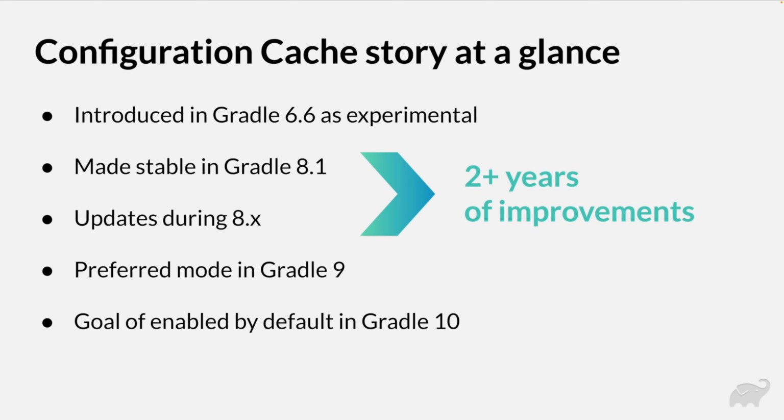Configuration cache became stable in Gradle 8.1, and since then we delivered a continuous stream of improvements in the areas of reliability and usability to make adoption of configuration cache as easy as possible. As it reaches this level of maturity, in Gradle 9 we are making it the preferred mode of running Gradle. And we have a goal of enabling configuration cache by default in Gradle 10.